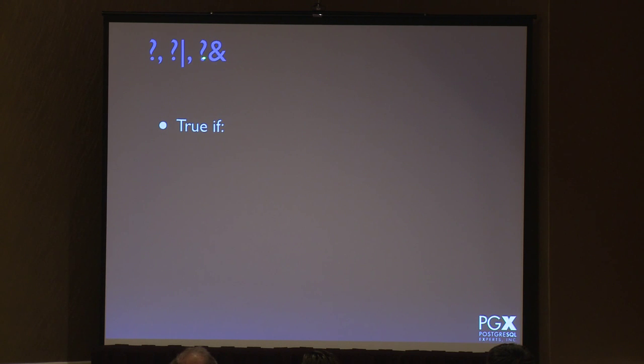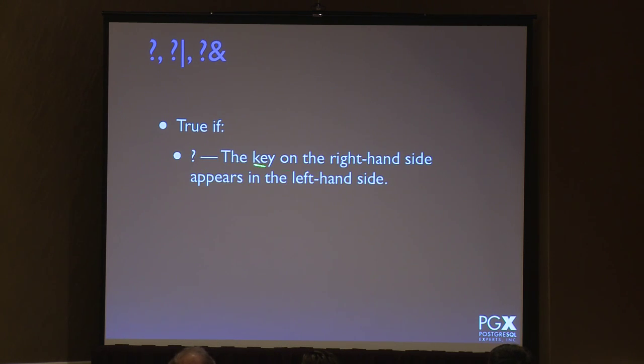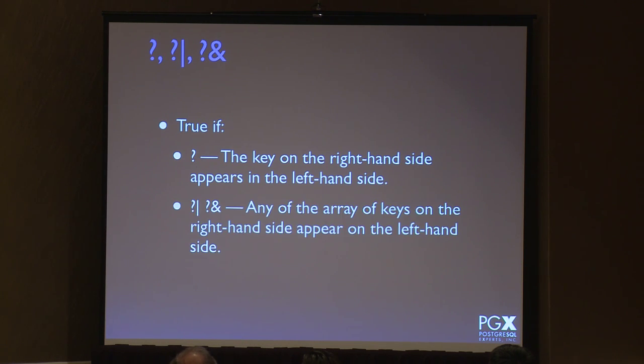Then we have question mark, question mark bar, and question mark ampersand. So the key on the right-hand side appears on the left-hand side, or any of the keys. This one works on a single key. This one works on arrays. Pretty neat. It uses the PostgreSQL array type, not the JSON array type. That's an easy way to get a weird syntax error.